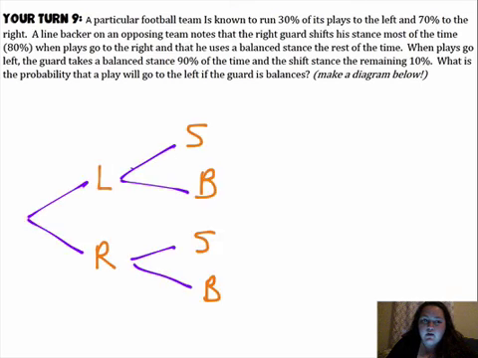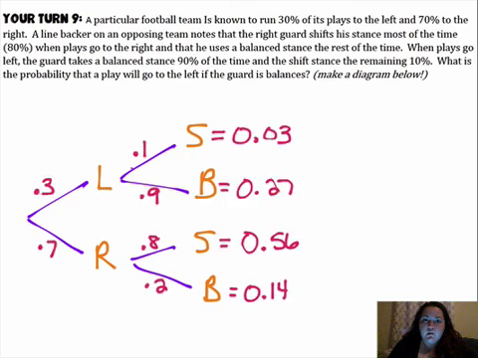So I'm going to make a diagram. I could go left or right, and I could have a shifted stance or a balanced stance. Alright, so 30% of the plays go left, 70% of the plays go right. If I'm going left, 10% of the time I'm shifted, 90% of the time I'm balanced. If I go right, 80% of the time I'm shifted, 20% of the time I'm balanced. So there's my tree diagram.